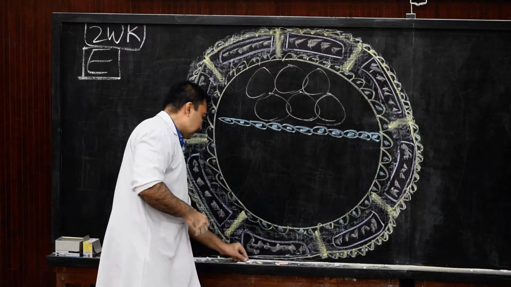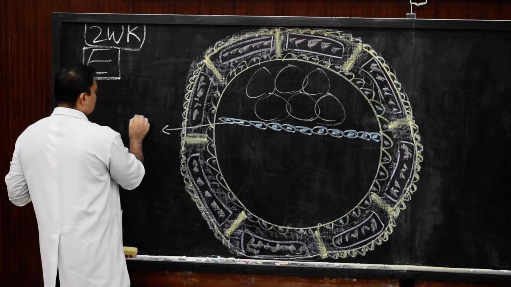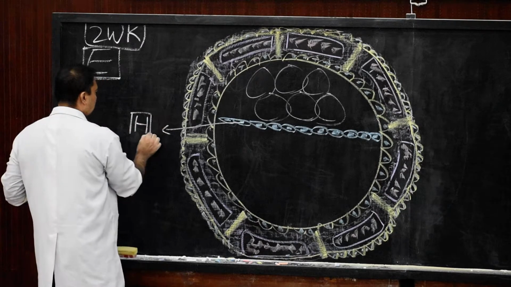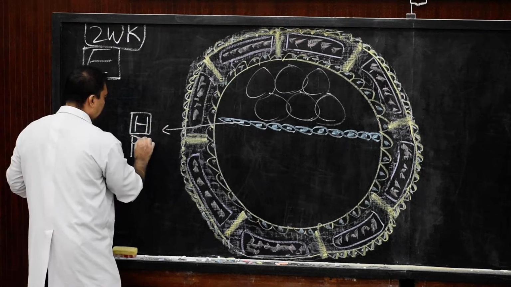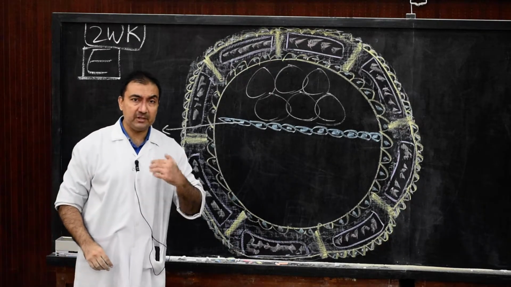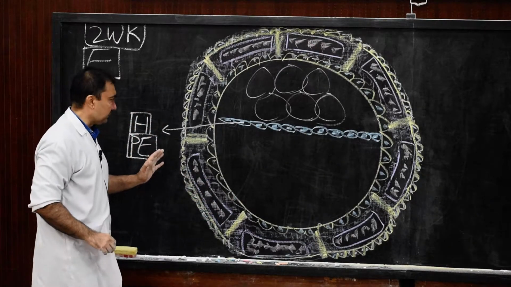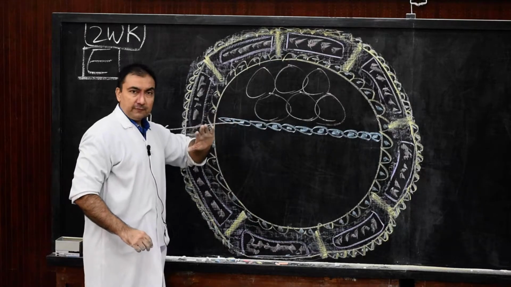So the first germ layer to develop in the human body will be the hypoblast. According to some books it is given as primitive endoderm or primary endoderm, but it is also called hypoblast, from the inner part of the embryoblast.